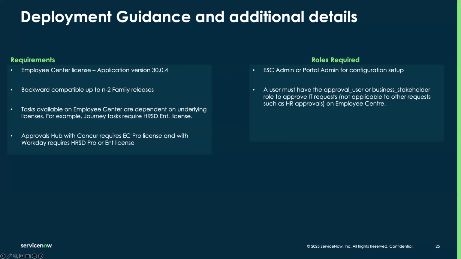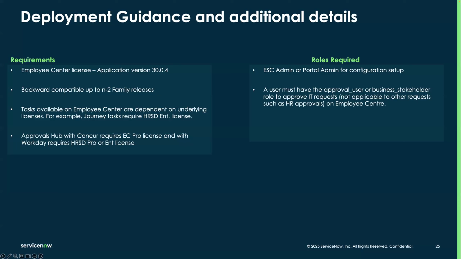Also, we talked about Approvals Hub. Approvals Hub with the pre-built Concur integration requires an EC Pro license, and Approvals Hub with Workday requires HRSD Pro and enterprise license. In terms of roles, all the configurations that I've shown in my demo require either portal admin or ESC admin roles. And if we talk about IT approvals, the end user must have the approval user or business stakeholder role to approve those IT requests.